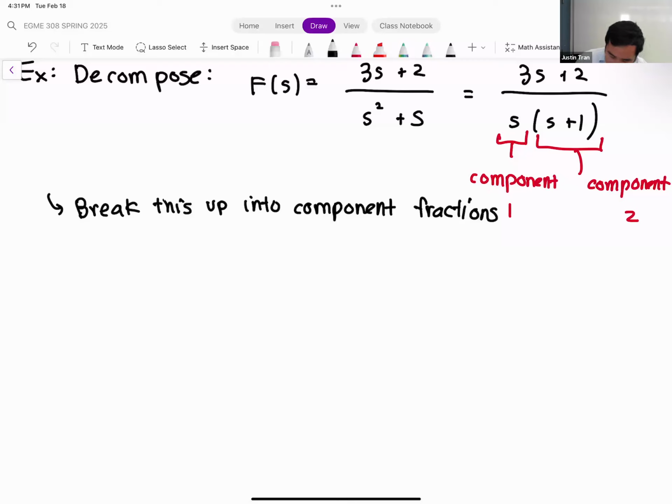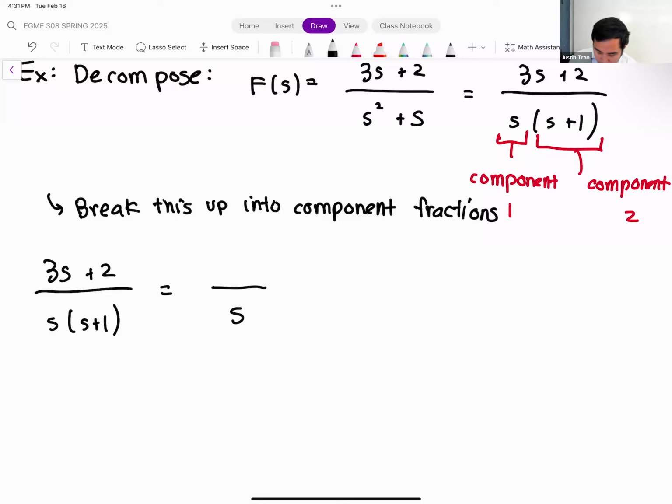So the way to set this up is to have your original function, fraction on one side. So we have 3s plus 2 all over s times s plus 1, okay? And then for each component that you have in the denominator, you're gonna have a separate fraction on the right-hand side, okay? So our first component here is 1 over s, and so we're gonna have a term that's over s, okay? And then our other term is s plus 1. So we have another term that has a denominator of s plus 1. So we're going to add these two things together.